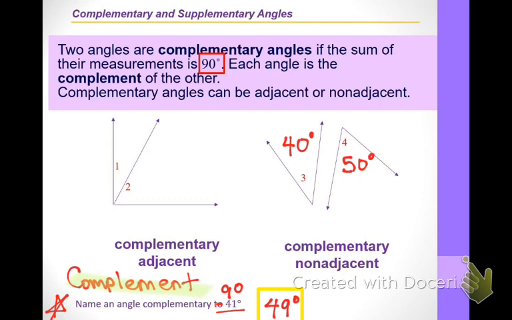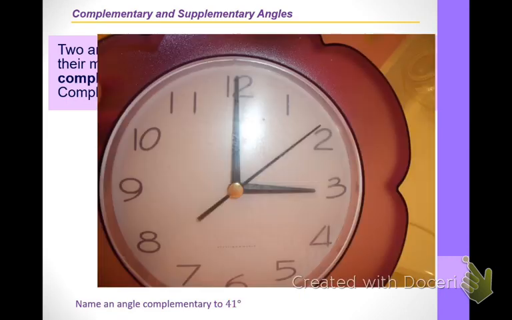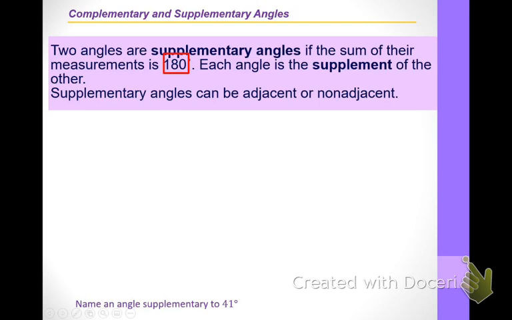So we're going to talk about supplementary. If complementary are two angles that add to 90, supplementary are two angles that add up to 180. Good. So supplementary are two angles that add up to 180. Then you're going to draw a large S, just like you drew a large C. So top word will be supplementary.